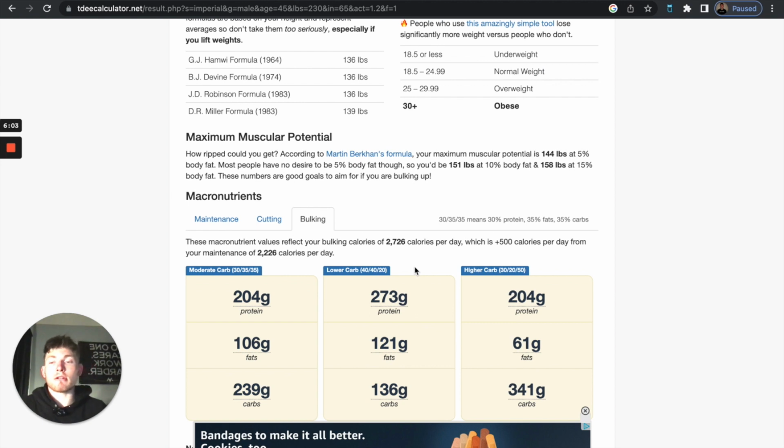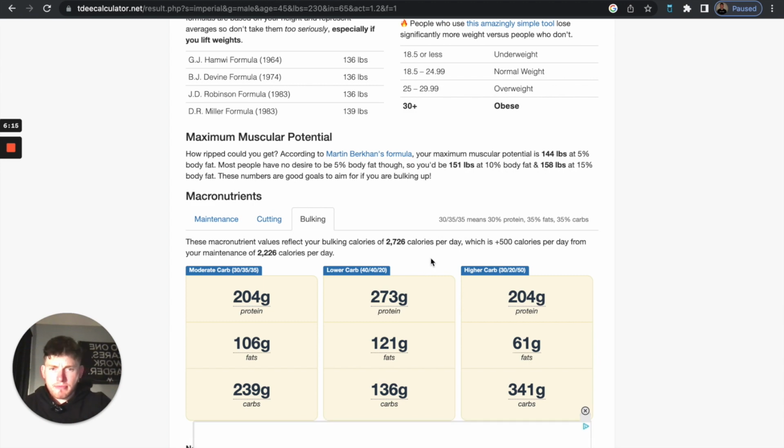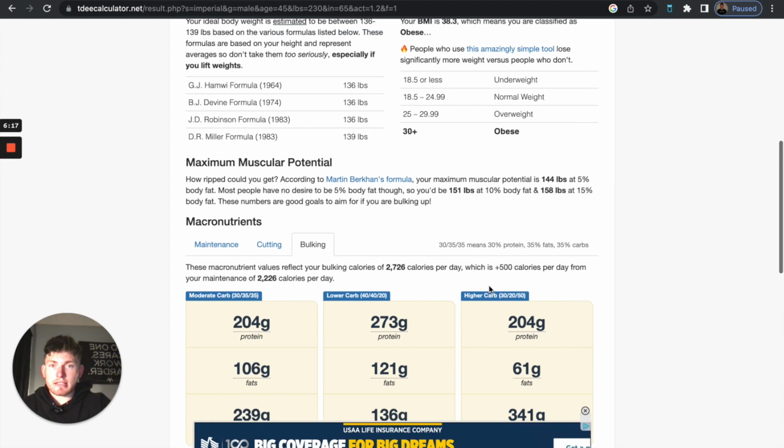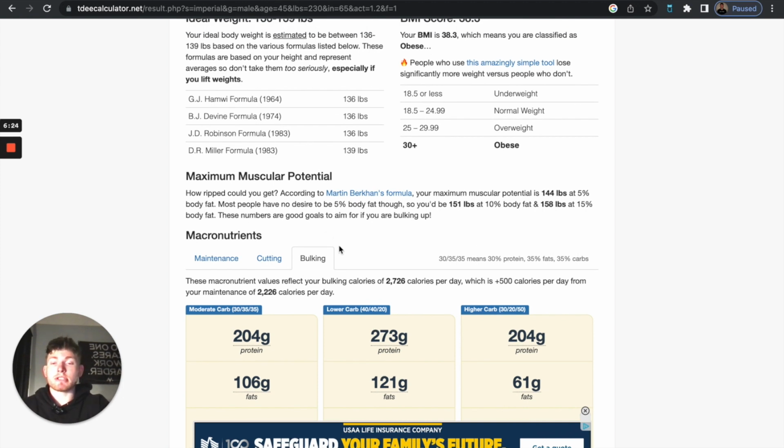2,726. Now, these numbers are going to vary, especially since everyone is different. Everyone has different weight, height, age, activity. So based on this, it will figure out exactly how many calories you need to be consuming on a day-to-day basis.